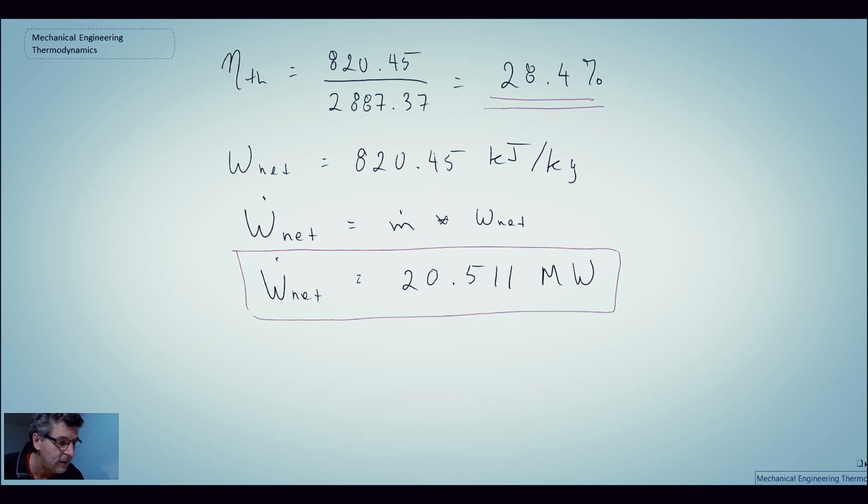The next segment we'll take a look at a more challenging example problem, again dealing with the Rankine cycle.